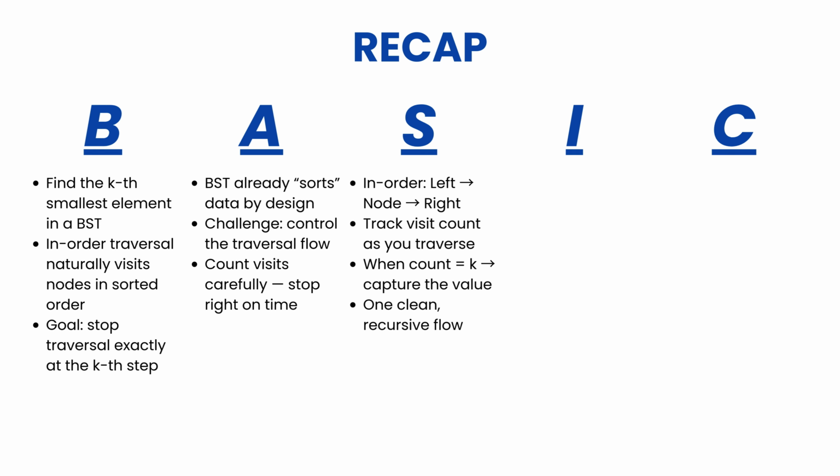Start an in-order traversal: move left first, visit the node, then move right. Keep a running counter of visited nodes. When the counter equals k, capture that value and stop traversing. That's the entire sorted order distilled into one clean recursive flow.